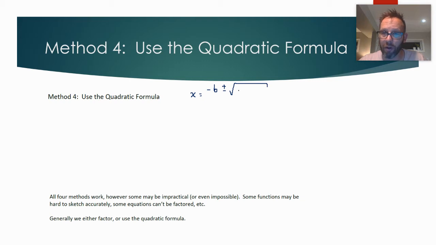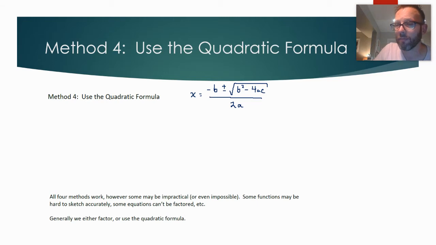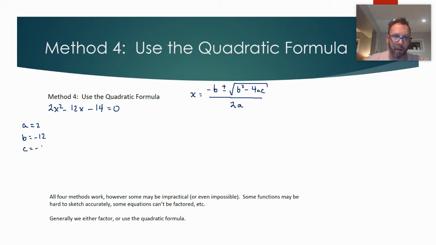Depending on who your teacher was, they may have shown you where this formula comes from, or maybe not. That's not really important for you guys in this course. It's now just a tool that you can always use. This formula always gives you the x-intercepts of a parabola or solves a quadratic equation if there are solutions. So let's do that for ours. Our equation was 2x squared minus 12x minus 14 equals 0. So we have a equals 2, b equals minus 12, and c equals minus 14.